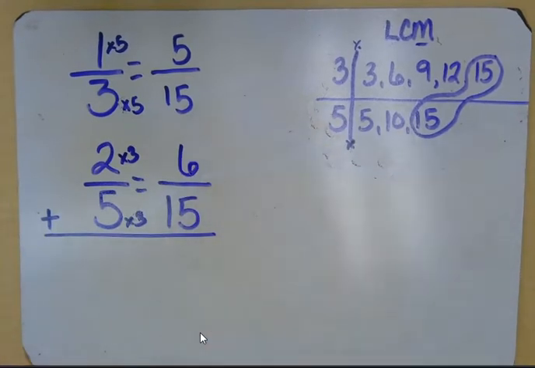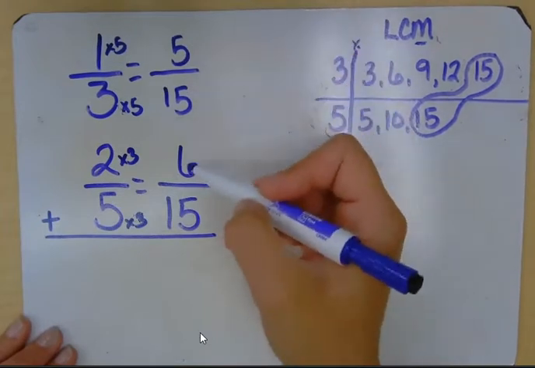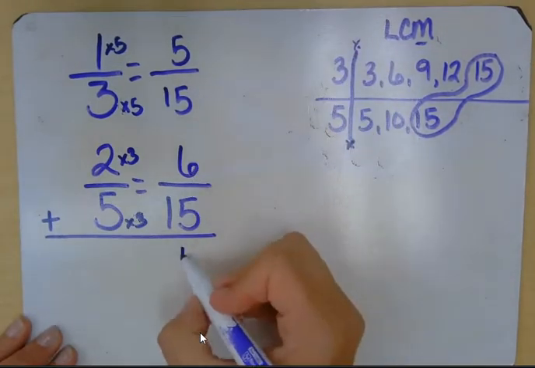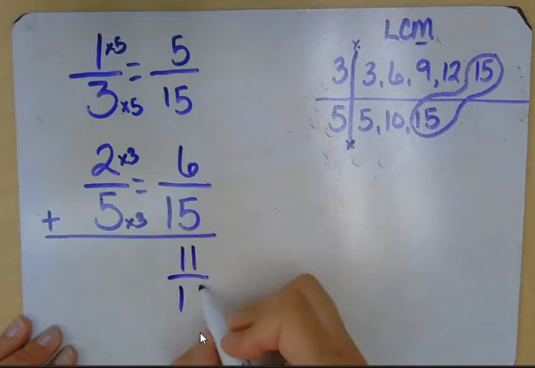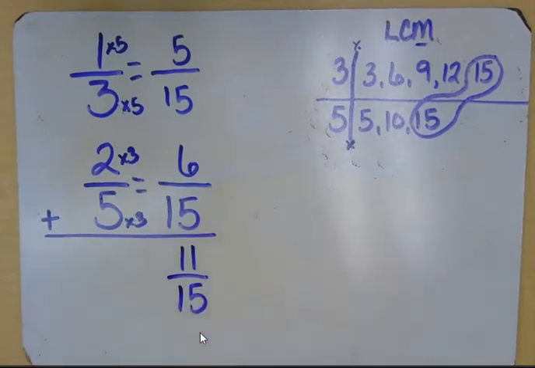Now I can add my two fractions together. 5/15 plus 6/15 is going to give me 11/15. And that's how you add or subtract fractions that have unlike denominators. It's so easy, and I hate to say it, but I think it's super fun. I hope you enjoy it too.